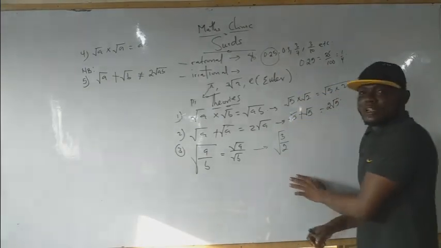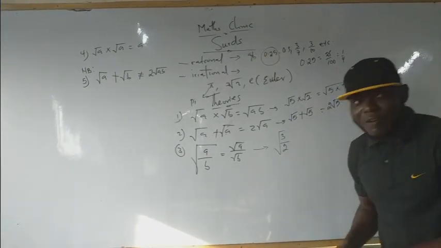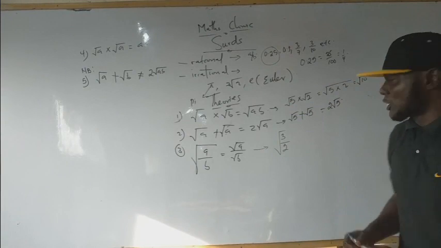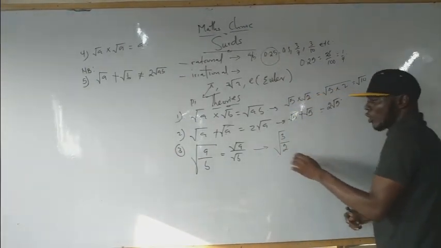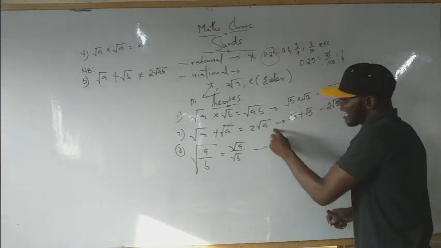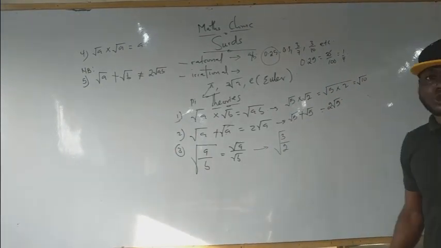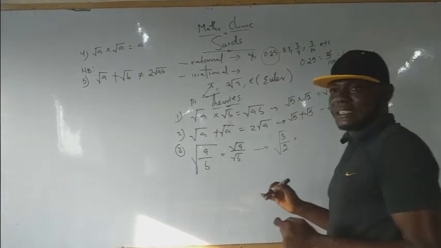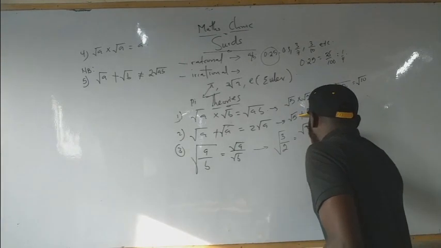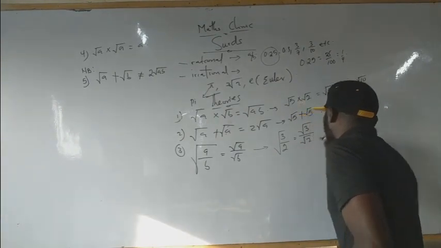The square root sign covers everything, both 3 and 2. It means that the sign does not belong to 3 only, neither does the sign belong to 2 only. So if you are to separate them, that will become root 3 upon root 2.